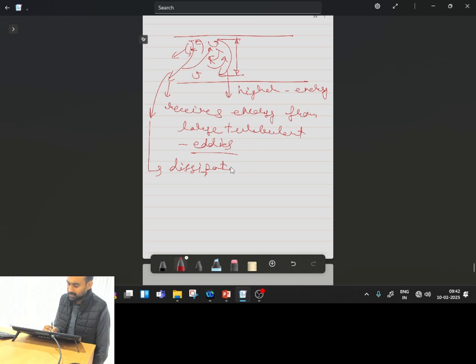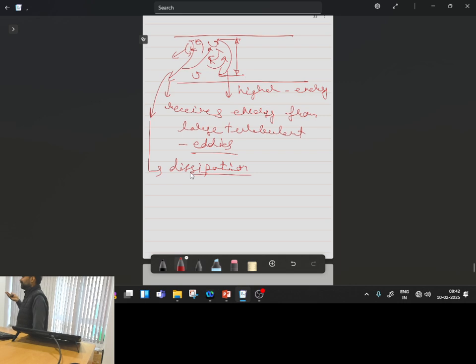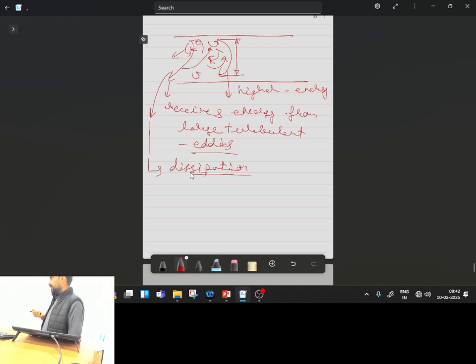Typically, the motion of smaller turbulent eddies is mainly governed by the energy exchange with the large turbulent eddies. These receive the energy from the large turbulent eddies, and because of that energy they try to rotate. So ultimately these are consuming the energy of the large turbulent eddies. So these are dissipating turbulent energy. And the larger turbulent eddies are the ones which receive the turbulent energy from the mean flow.